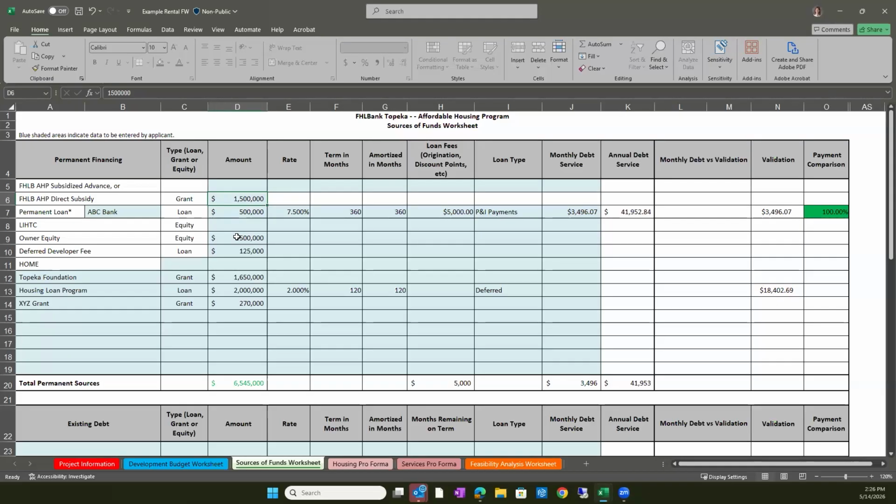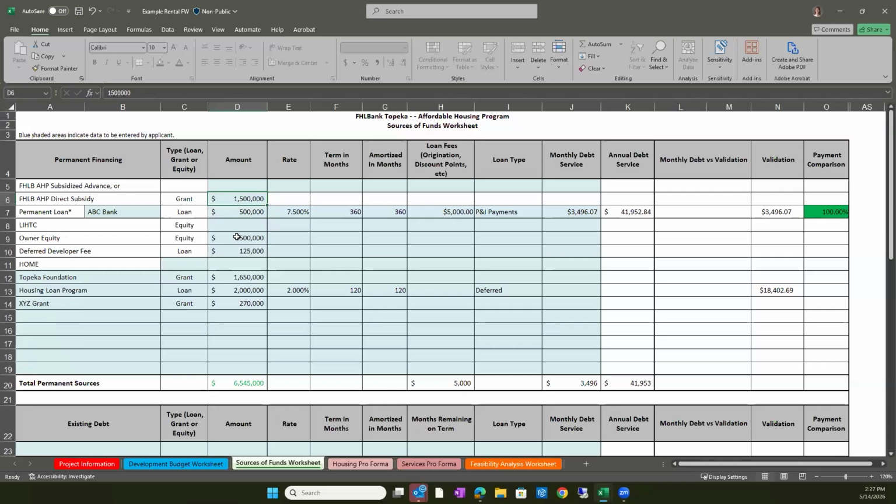If you're wanting to use the funds as a subsidized advance, please reach out to us for additional information and we can discuss what that process may look like. But again, in general, the vast majority of projects we see are going to fall under the direct subsidy section.